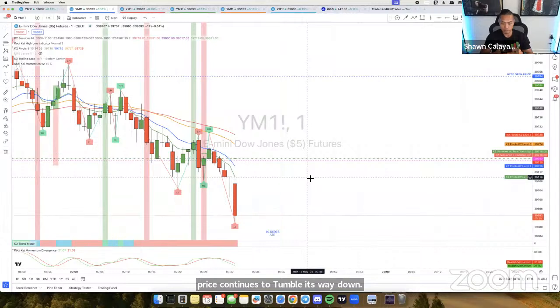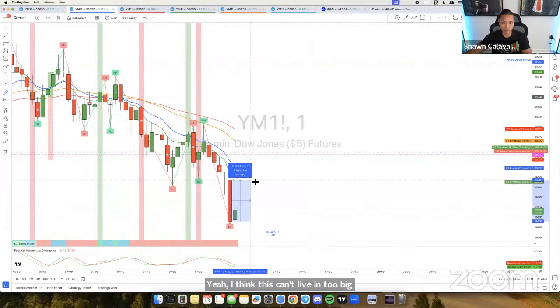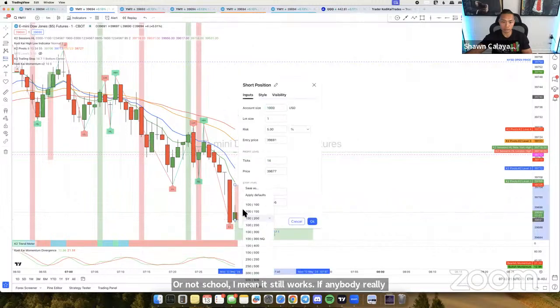I mean, this could be a high-low scalp if anybody's looking to take it. I wouldn't take it though. The candle's too big. It might have to retrace a little bit. Yeah, I think this candle would have been too big anyway. Or no, it still works. If anybody really wants to take it, this would be your high-low scalp.